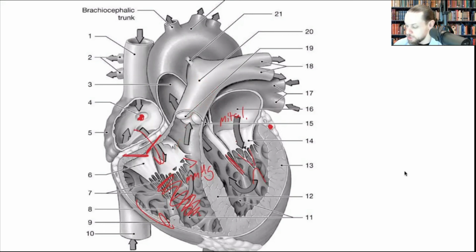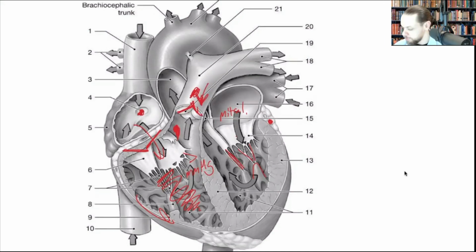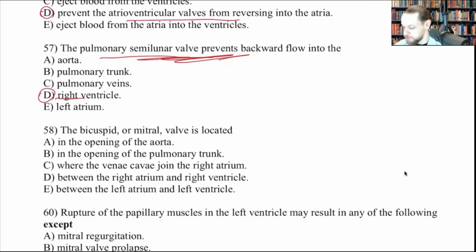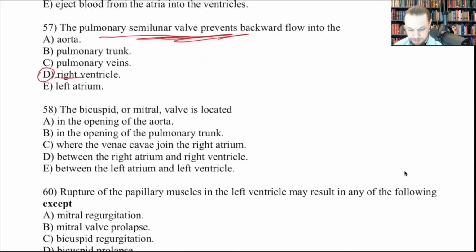And when it diminishes, there is going to come a point where the pressure drops. So these valves have to shut so that there's no backflow. All of this is determined by pressures, the pressure gradient in these chambers, I should say. That would be a better way of saying it. So 57D is the correct choice. All right, let's do 58.